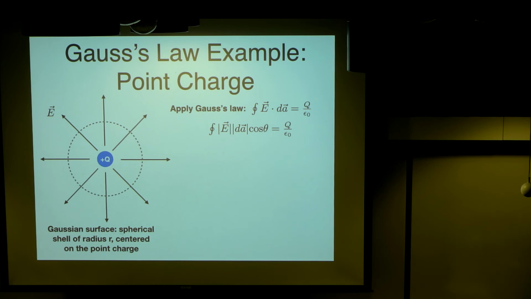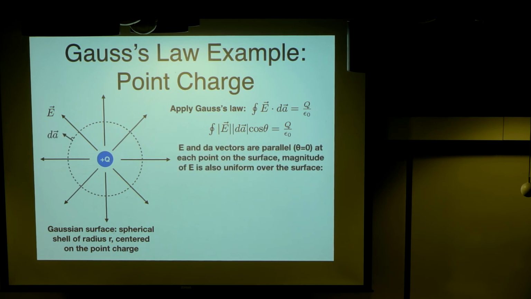Okay? But can anyone tell me what the angle would be between my E vector and my area vector for this surface? 90. It would be 0. Let's see if we can convince ourselves of this. What direction does the area vector point when you have a closed surface? Outward, right? It points outwards, perpendicular to the surface.